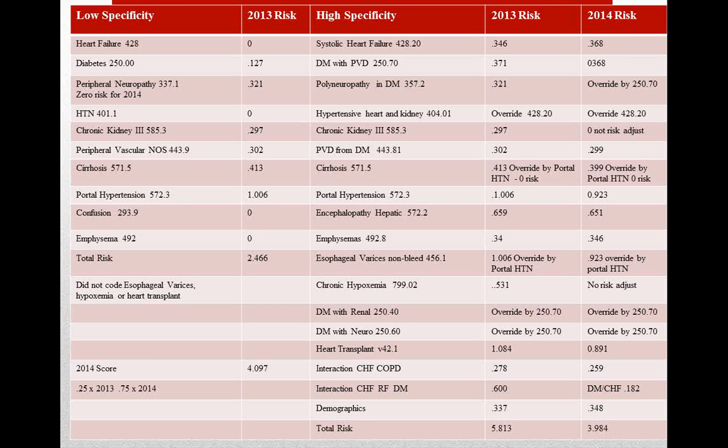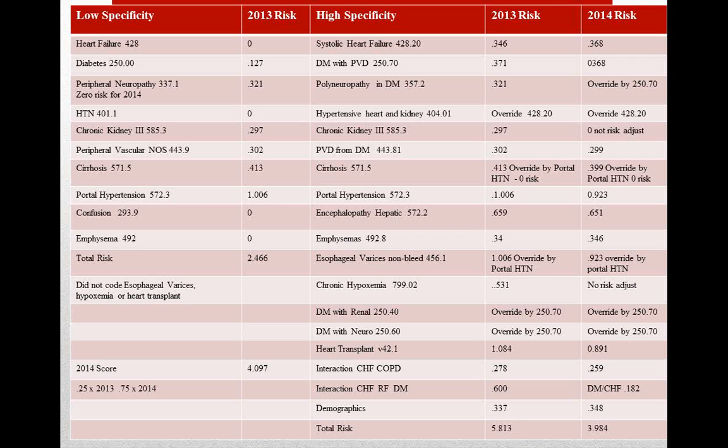And if you use a non-specific peripheral vascular disease, you're still going to get credit, but in 2014, you won't get credit for that, so you want to use a more specific peripheral vascular disease from diabetes, and you will get credit in 2013 and 2014.